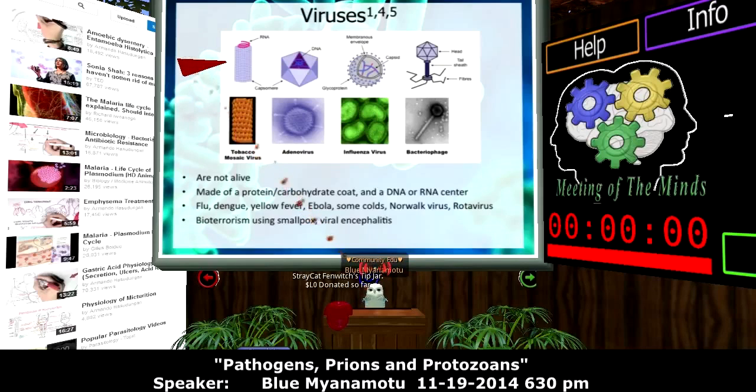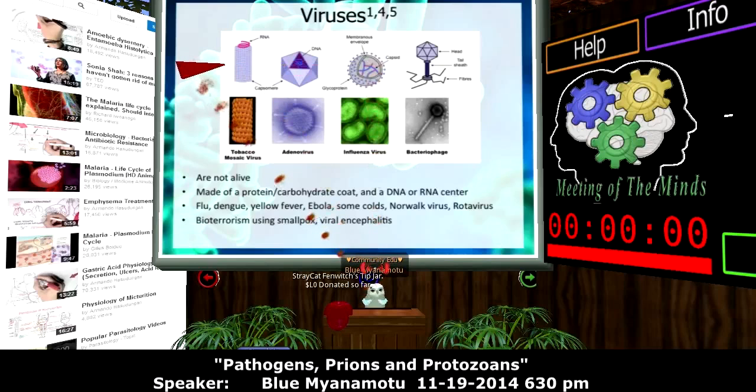I always describe viruses kind of like a Tootsie Roll Pop. You have the chewy chocolate center in the middle, which is the nucleic acid, and then you have the really tasty protein coat on the outside. The reason I say that is because sometimes it's the protein coat that actually helps a virus infect cells. This is an RNA virus, which is tobacco mosaic virus. This is a DNA virus, adenovirus. You've got influenza, which causes flu, not colds. And then you've got a bacteriophage, which is a virus of bacteria.